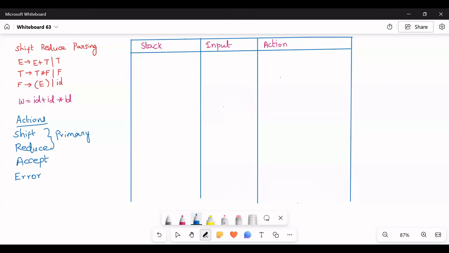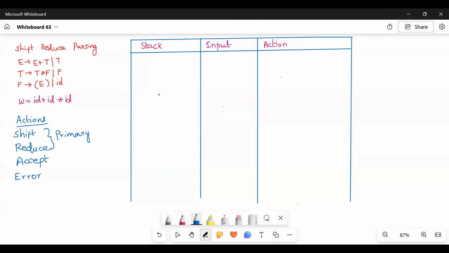Whenever the reduce action is not possible, it means there is no handle on the stack, and we need to do the shift action. Shift means one input symbol from the input buffer must be shifted onto the stack. This is called a shift action. So these two actions are the primary actions. We need to continuously do shift and reduce.